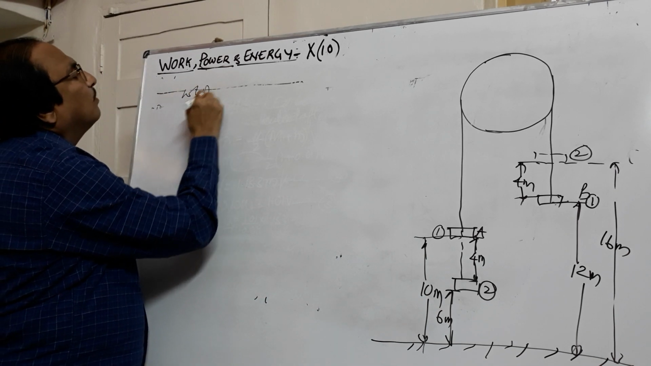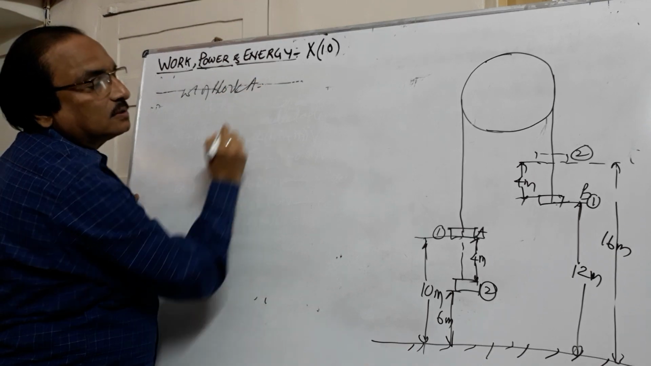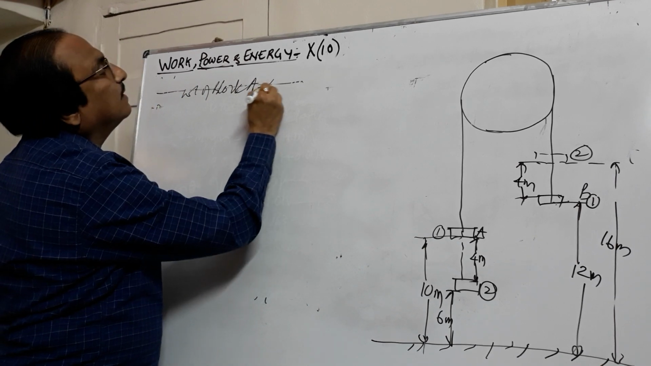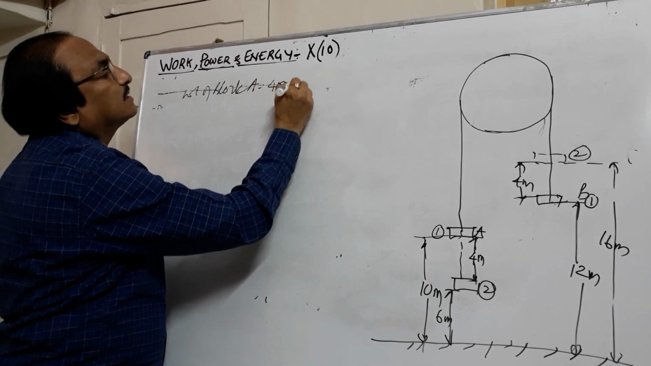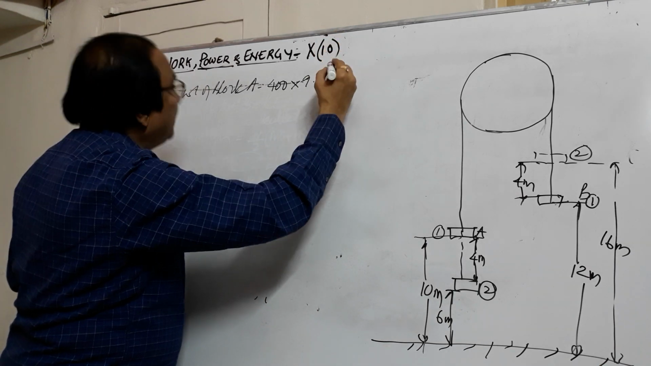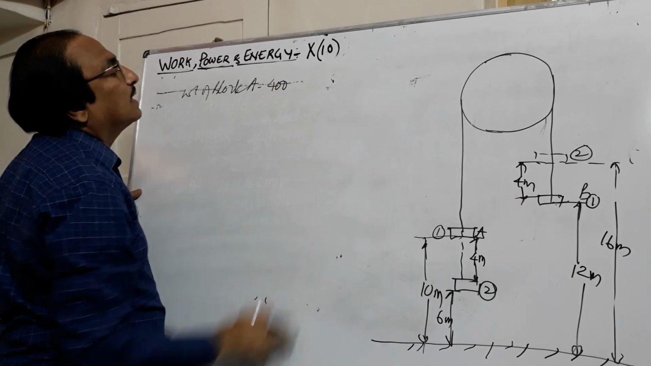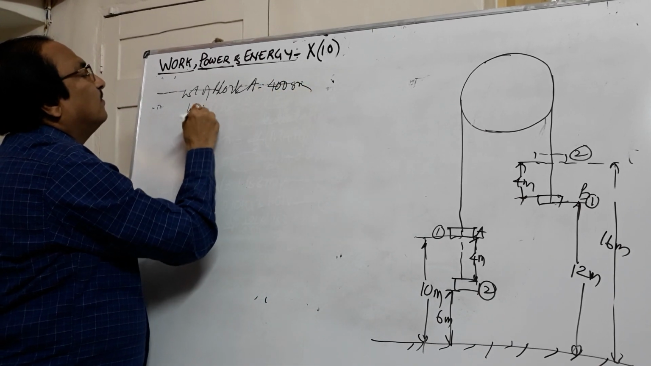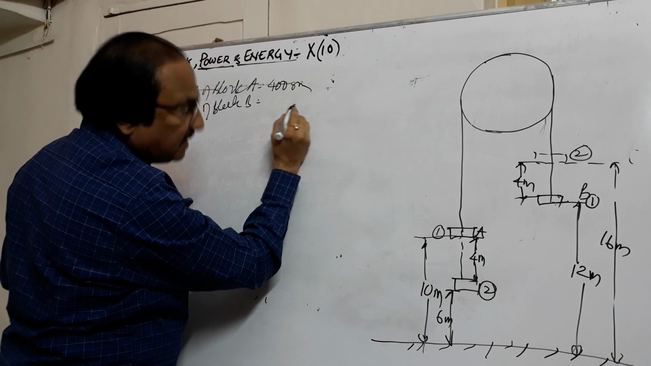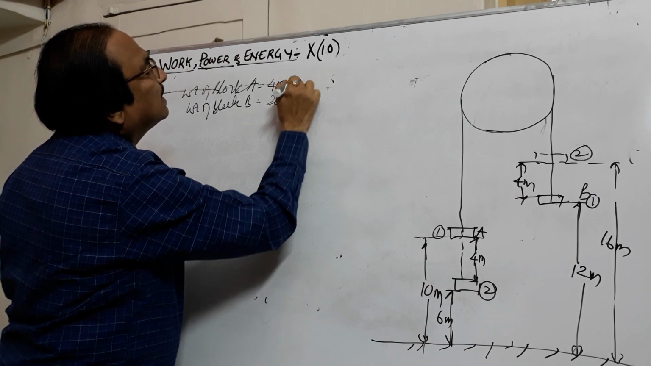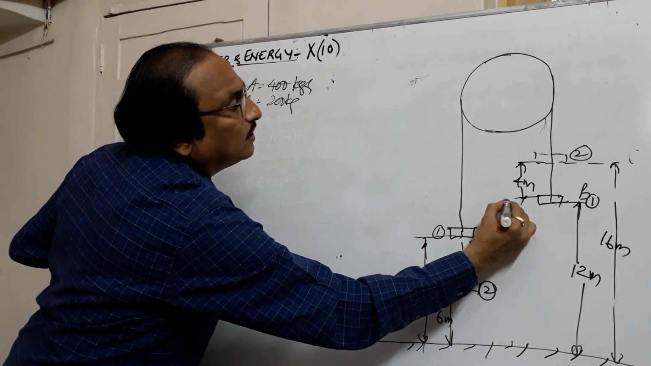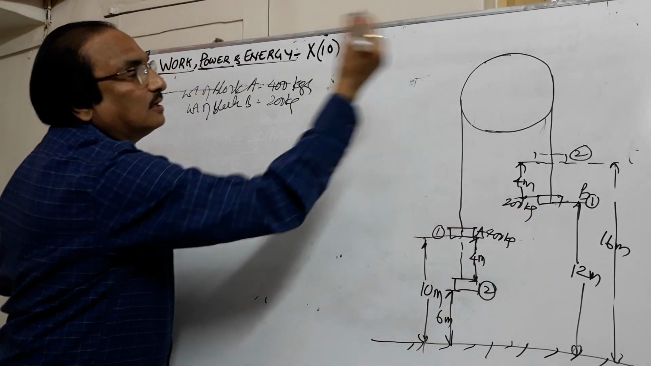the potential energy of block A. The weight of the blocks given to you in the problem: block A is 400 kg and block B is 200 kg. Let's convert it into Newtons. Definitely block A will be moving down and block B will be moving up the plane.